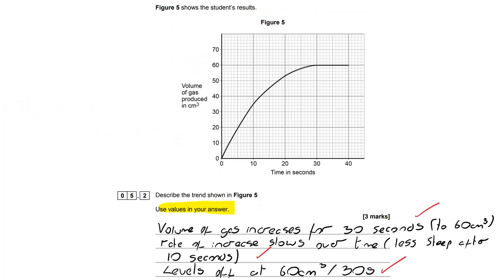Here's one example. The volume of gas increases for 30 seconds until we reach 60 cm cubed. That's reasonable, we've used values. The rate of increase slows over time, and to bring values in, I've said that it starts to get less steep at around 10 seconds. And we can say that it levels off at 60 cm cubed, no more gas is produced after 30 seconds. And we've moved up to 3 marks.